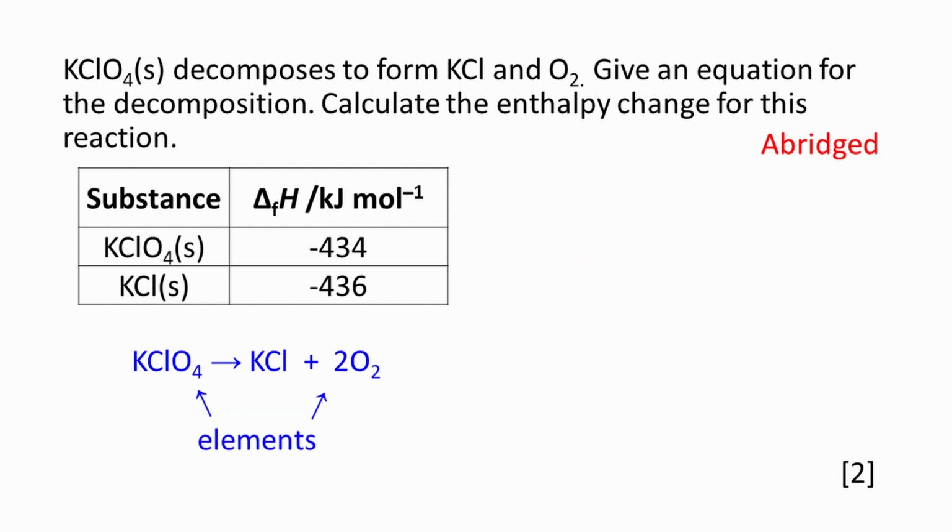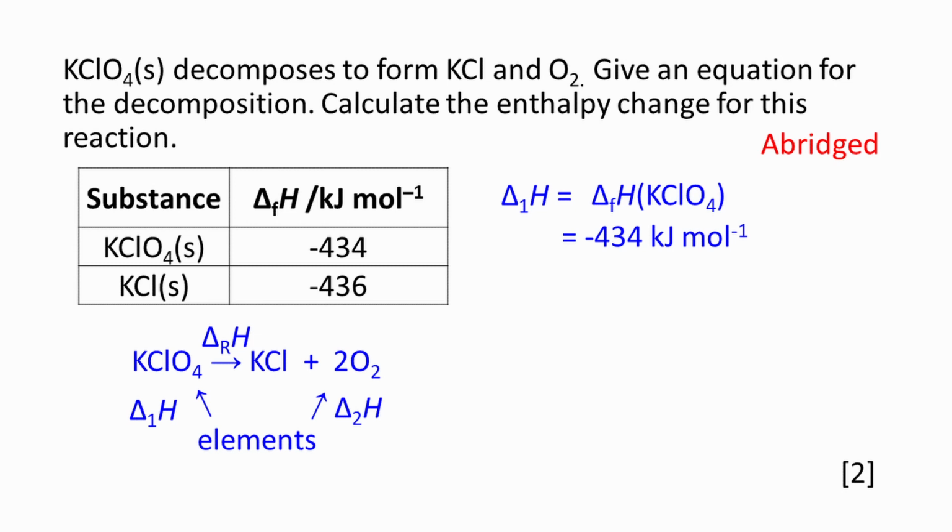I've constructed a Hess cycle here. I could balance this with the chemical symbols for the elements in their standard states at the bottom, but to save time I've just written the word elements. In this case there are no extra marks available for a balanced Hess cycle. Next, I've labelled the enthalpy changes.